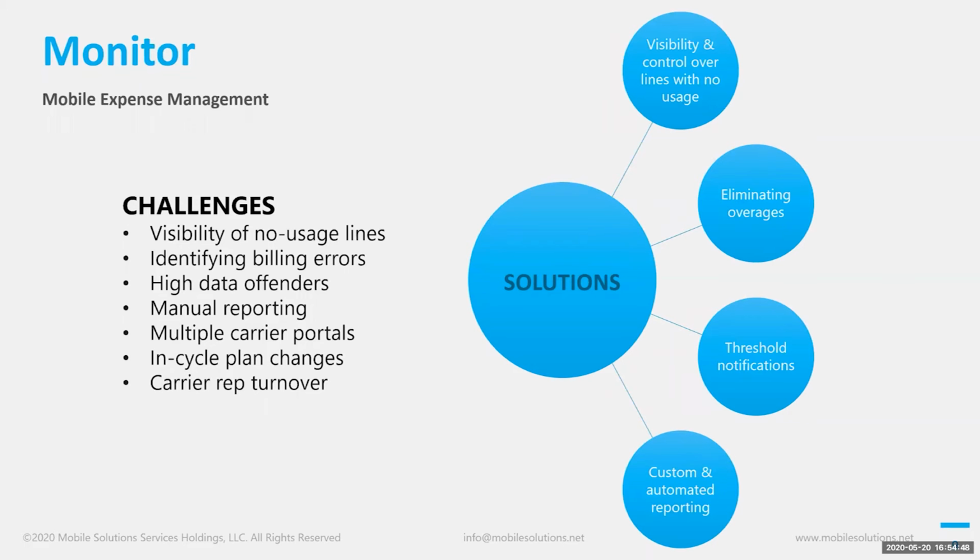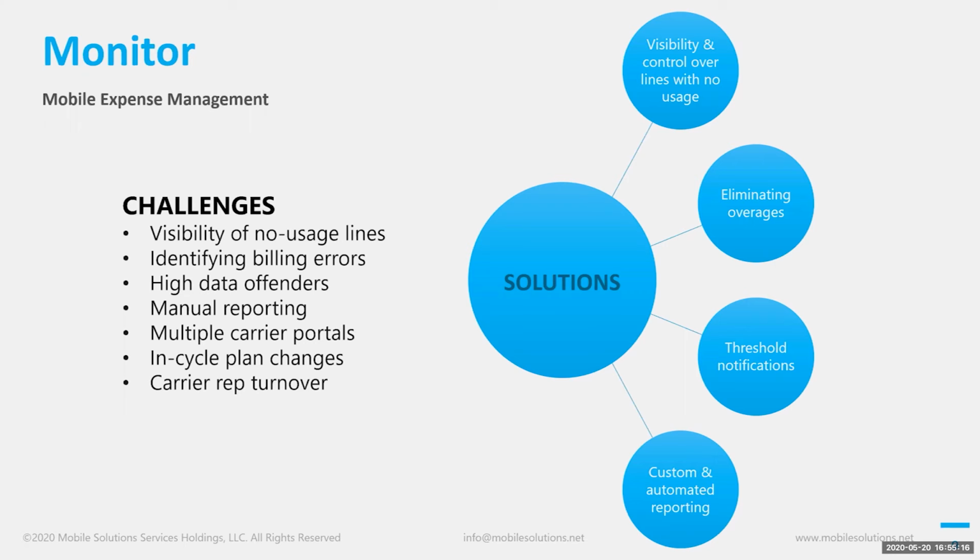Talking about monitoring mobile expense management, though, challenges that we hear out in the marketplace today are lack of visibility or poor visibility to know usage lines, identifying billing errors. I mean, who has time to pore over a carrier invoice and look for tax miscalculations? Well, we do. High data offenders and wrangling those, keeping it from happening month over month, manual reporting, multiple carrier portals, in-cycle plan changes, carrier rep turnover. There's a lot of challenges here as well.